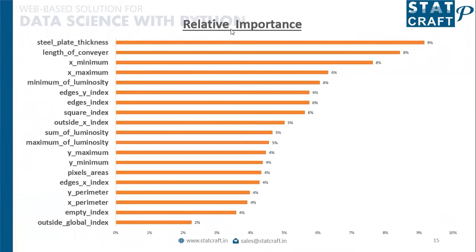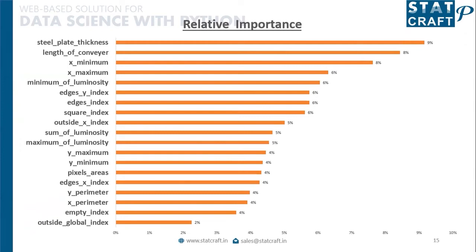You can see here, this is the output for the relative importance of the different variables. I have listed all the variables here. You can see steel plate thickness is the most important driver of the fault type on steel plate. It accounts for 9% of the type of fault. Very, very important. The second important variable is length of the conveyor. Then we have Xmin as well as Xmax. Then you have minimum of the luminosity. So these are the top 5 drivers which influence the steel plate fault type.